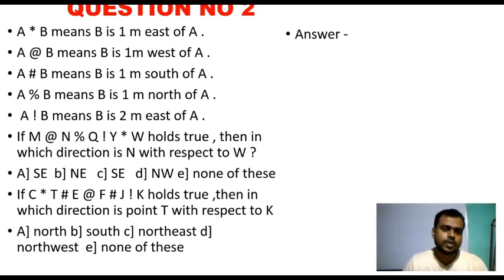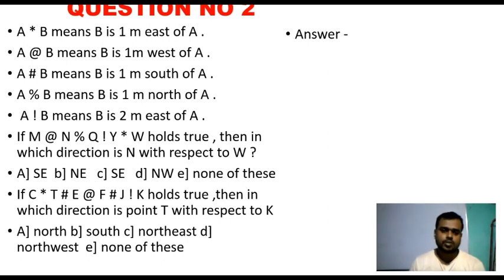First we have to read the instruction. The instruction is: A star B means B is 1 meter east of A. A at the rate B means B is 1 meter west of A. A hash B means B is 1 meter south of A. A percentage B means B is 1 meter north of A. And A exclamatory mark B means B is 2 meter east of A.